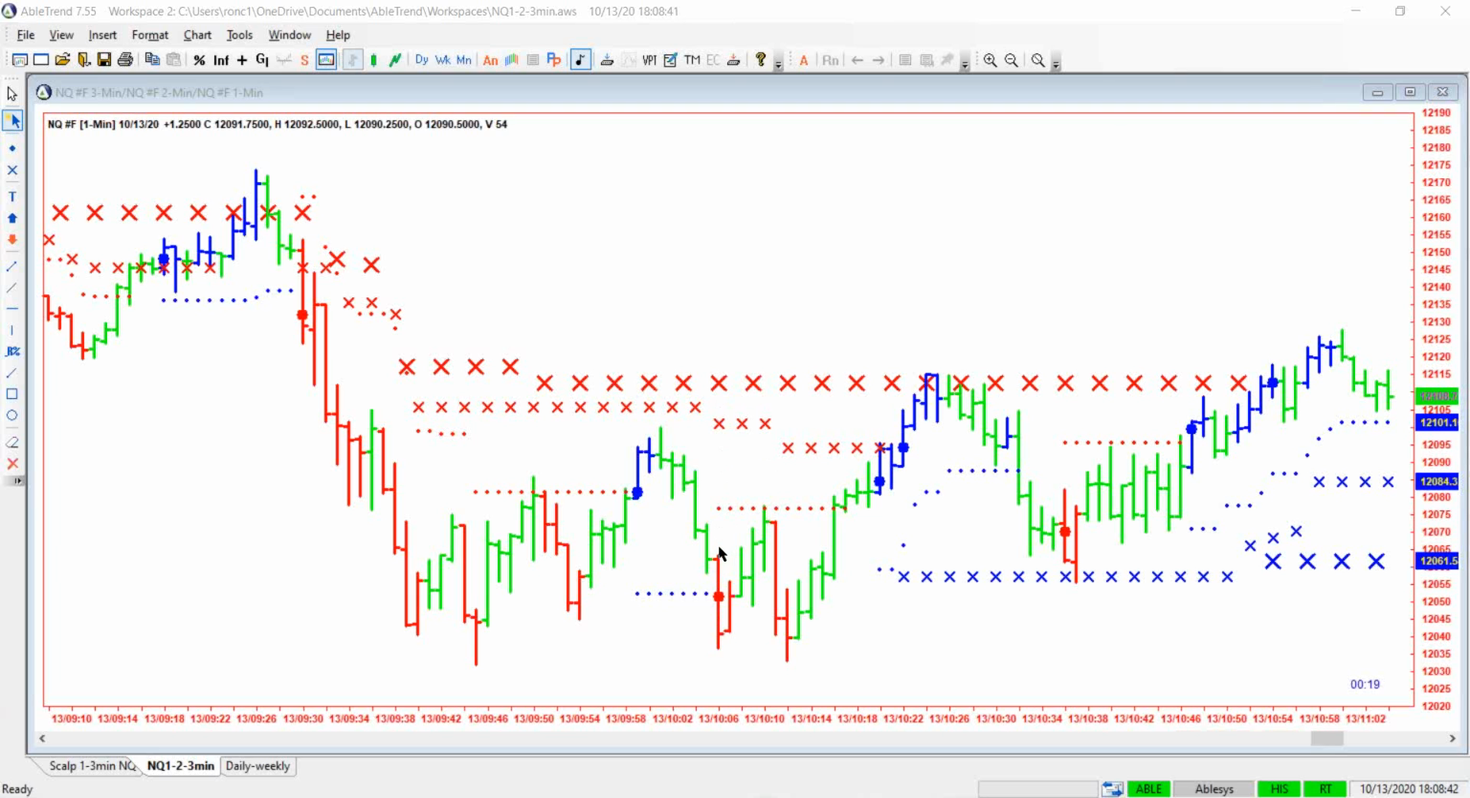Once it goes above the high of that red bar, we're out. So we're lost on that trade. Made 70 points on the first trade. Gave back about 20 on that one.